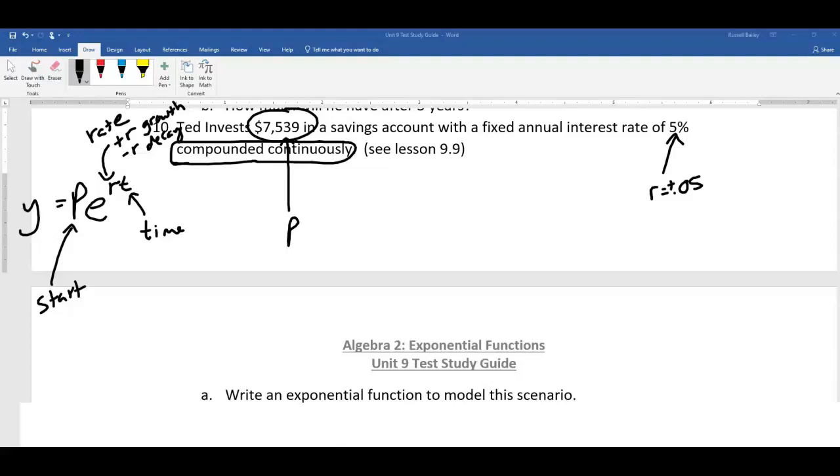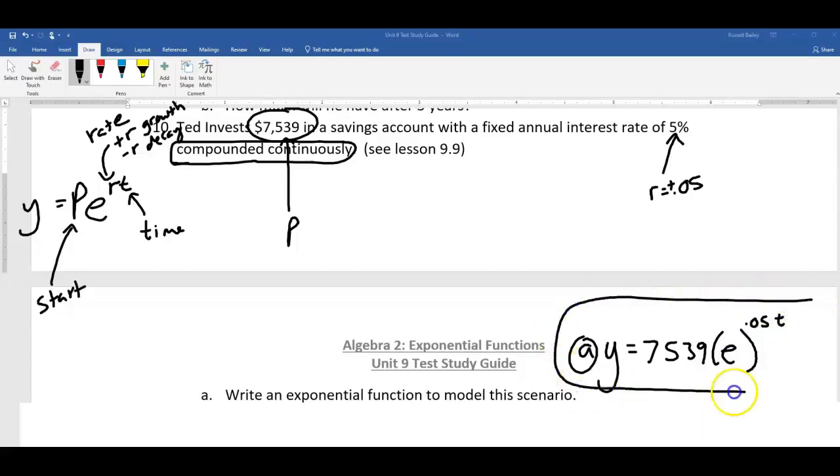It says here, write an exponential function to model this scenario. All right, so that would be, for part A, y equals the starting amount multiplied by e to the power of rt. And that is part A. Let's go ahead and check out part B.